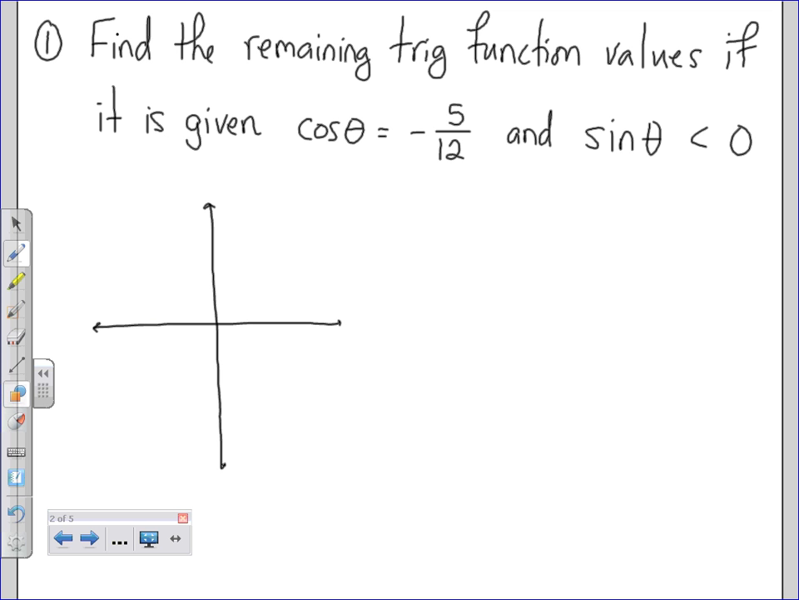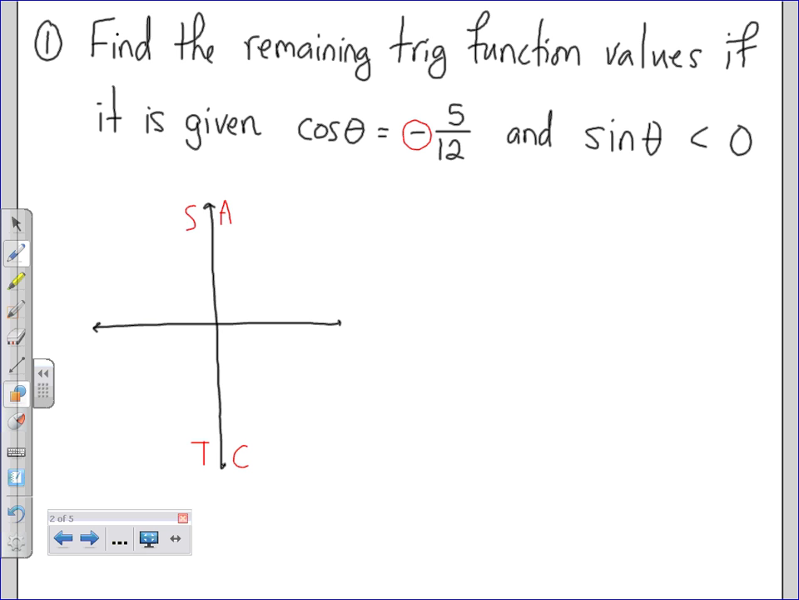And I like to go ahead and label my quadrants as to which trig functions are positive in which quadrant. So I might label the quadrants like this: A, S, T, C. That stands for All Students Take Calculus. All in the first quadrant are positive, sine in the second quadrant, tangent in the third quadrant, and cosine in the fourth quadrant.